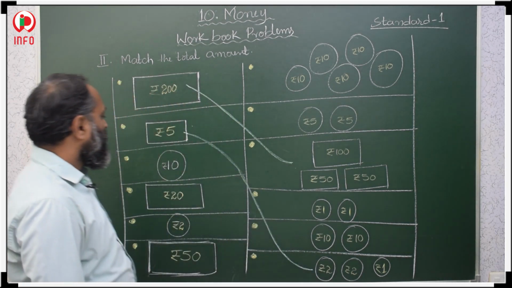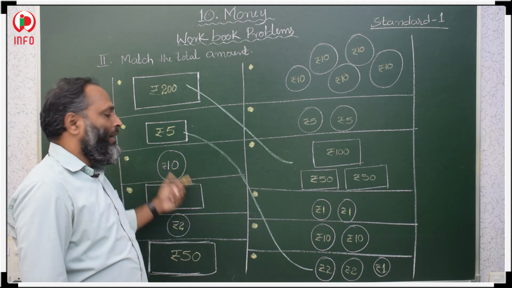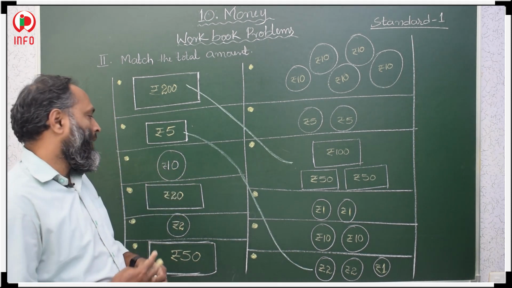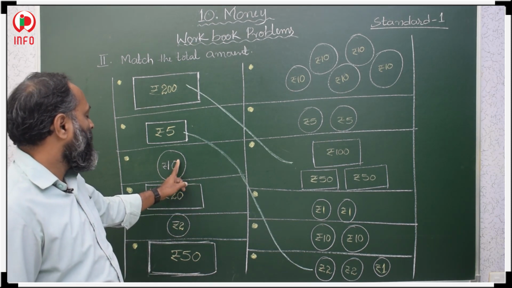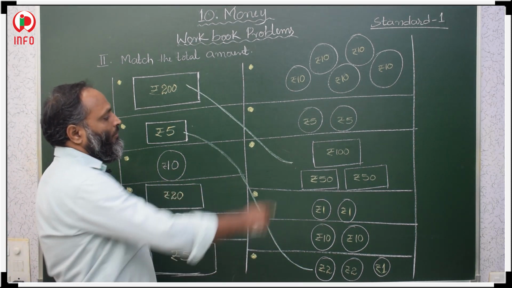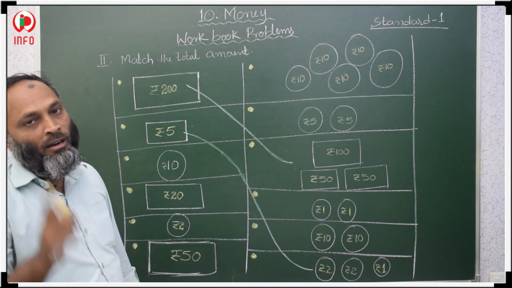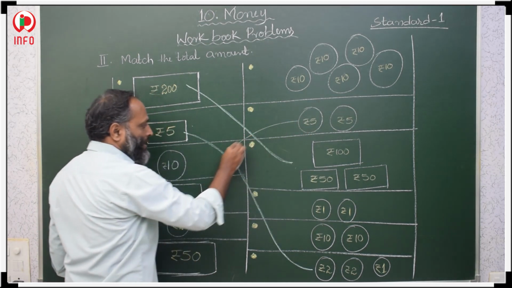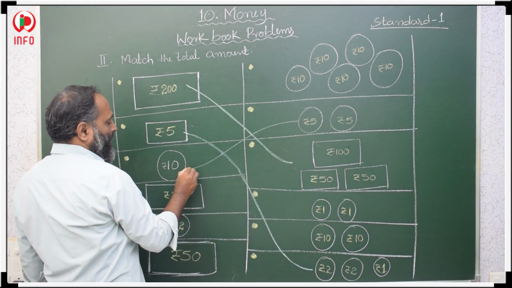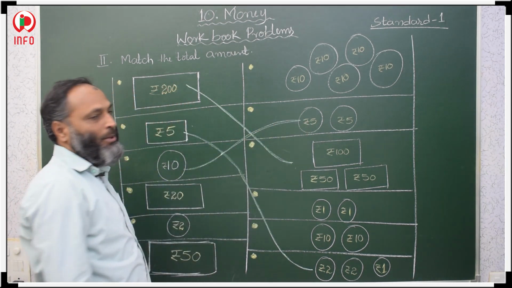Next, a 10 rupee coin, a metallic coin, is given. So what is that equal to? Here 5 rupees plus 5 rupees. A 5 rupee coin plus a 5 rupee coin is equal to a 10 rupee coin. So match with the second. 10 rupees is equal to 5 rupees plus 5 rupees.